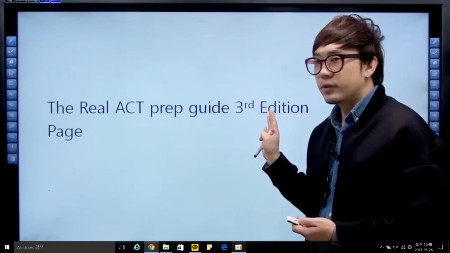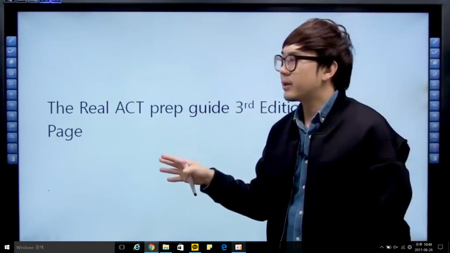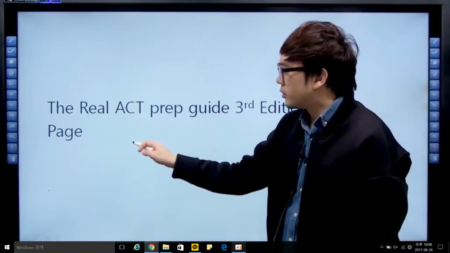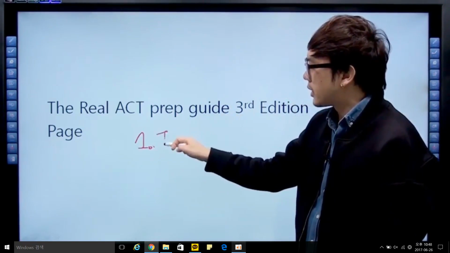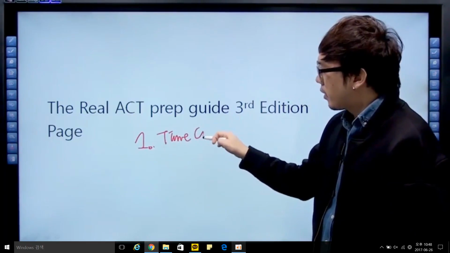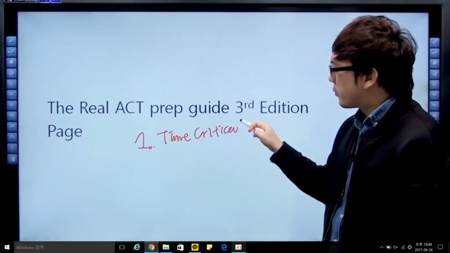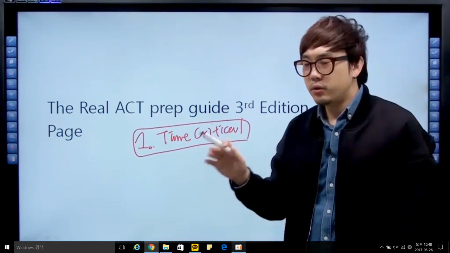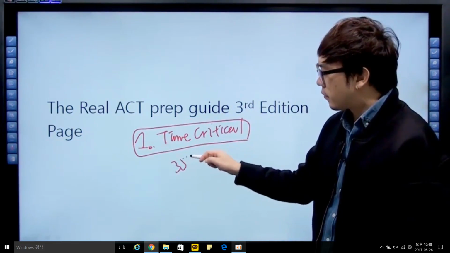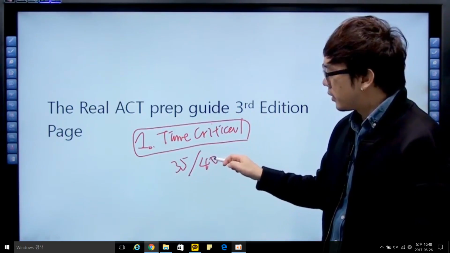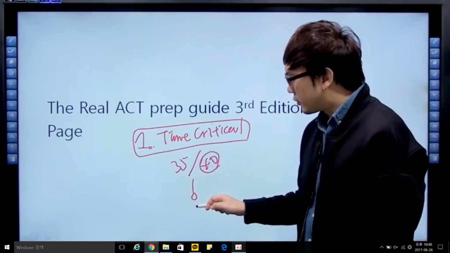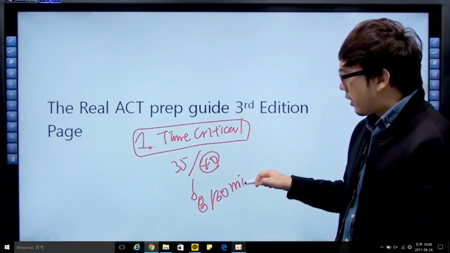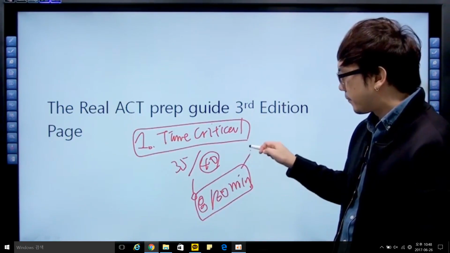So before we move into the passages themselves, let's take a look at some of the things that you really need to look into. I'm just going to write it here. The first thing is the time criticalness. Everything about this test is very time critical, especially the reading. You are given only 35 minutes for 40 questions, which roughly comes down to 8.5 minutes per passage.